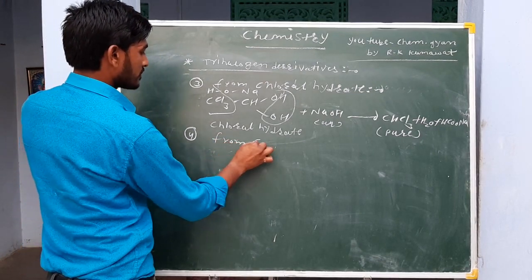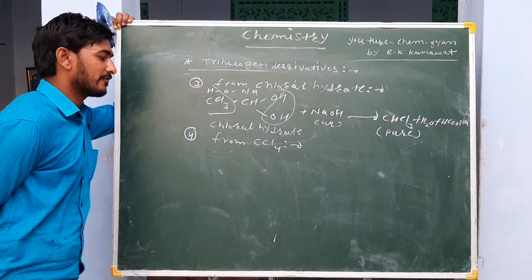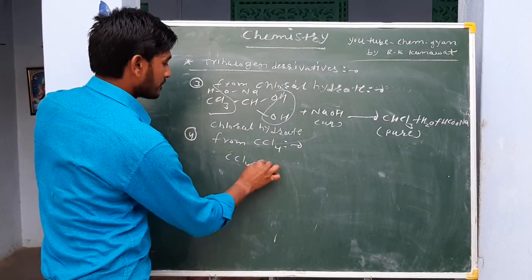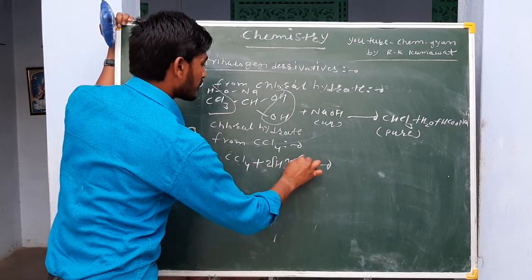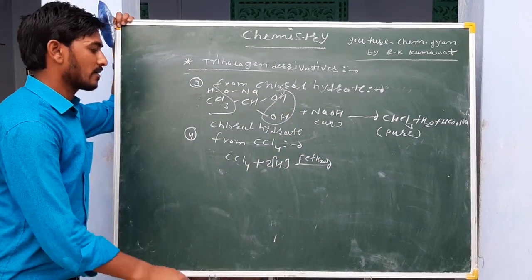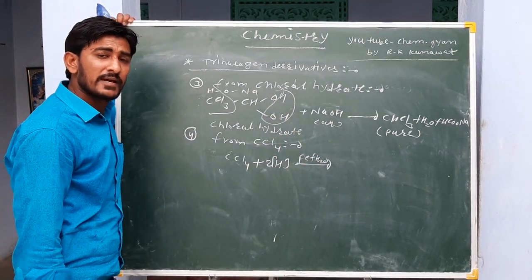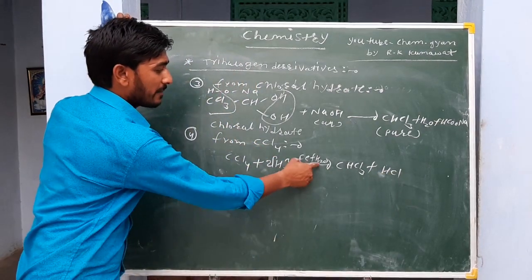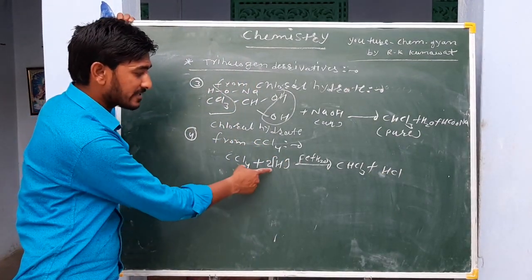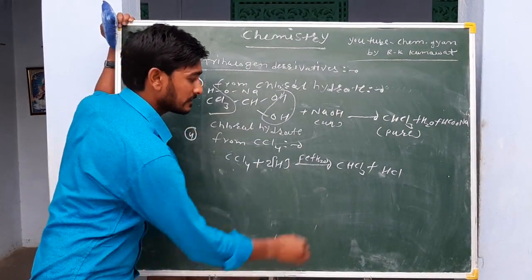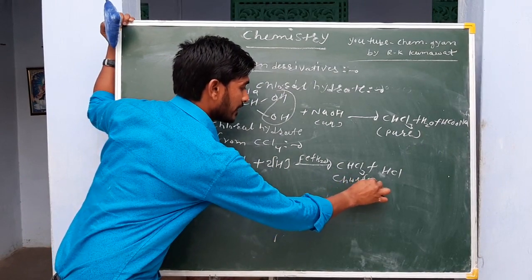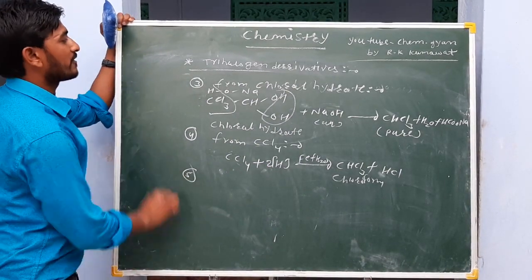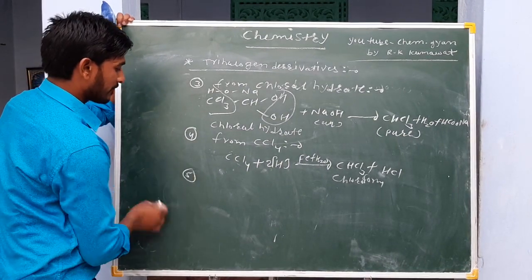So dear students, the number 4 reaction for preparation of trihalogen derivatives is from CCl4. CCl4 plus 2H, Fe plus H2O. CCl4 is partially reduced to chloroform by the Fe and H2O catalyst.